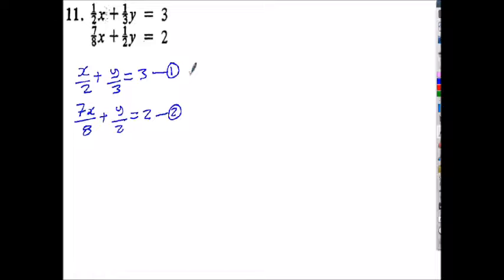What I would do here is multiply equation 1 by a half and multiply equation 2 by a third. That way I'll make the coefficient of the y terms 1 upon 6. So multiplying throughout by the 1 upon 2, I will get x upon 4 plus y upon 6, and that's equal to 3 upon 2.